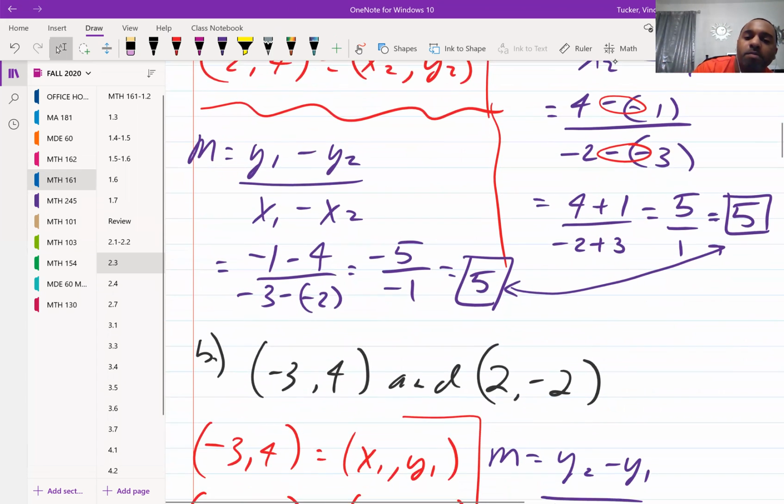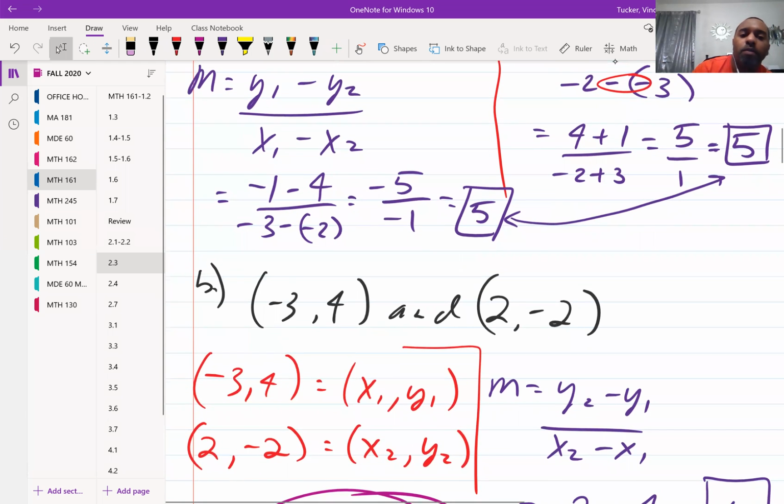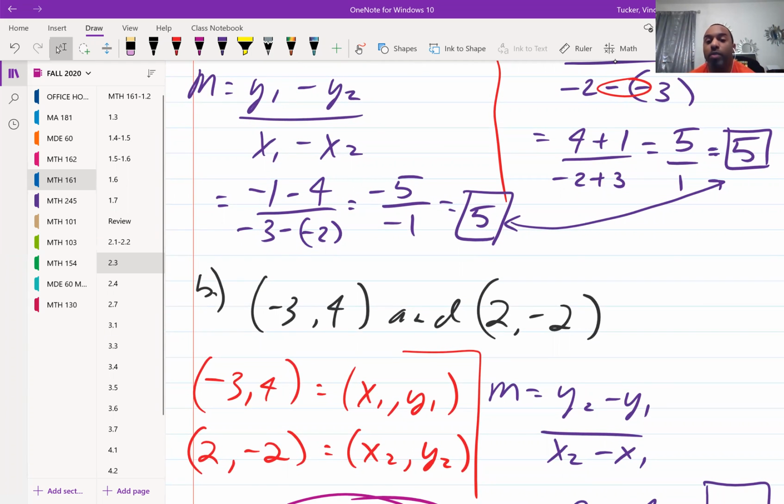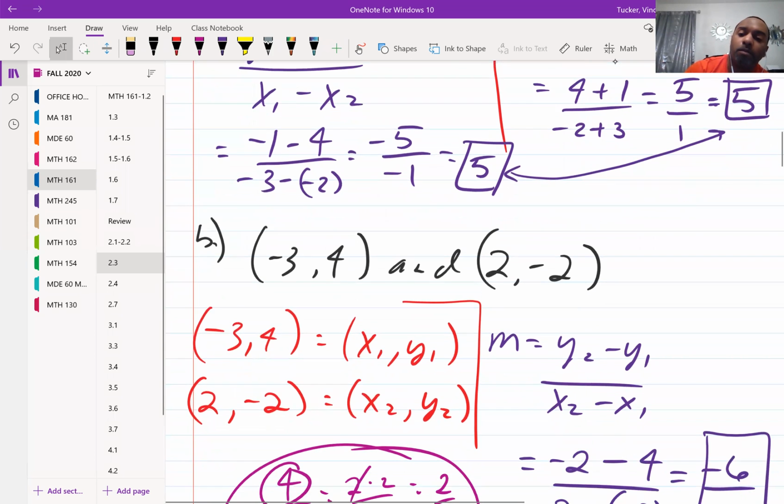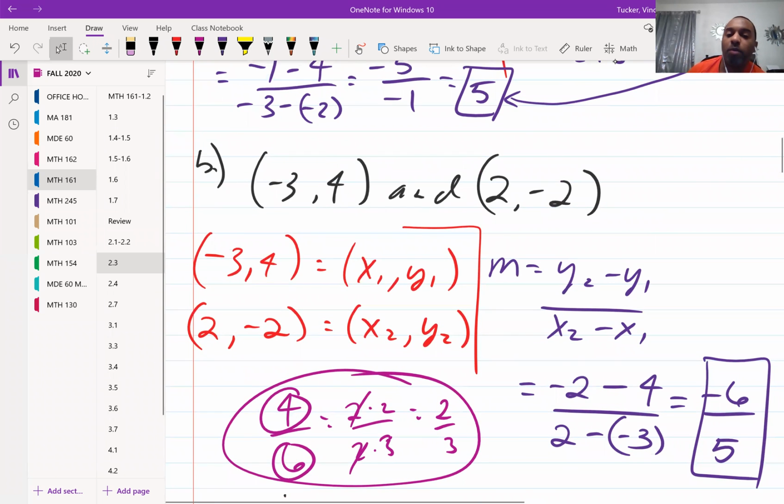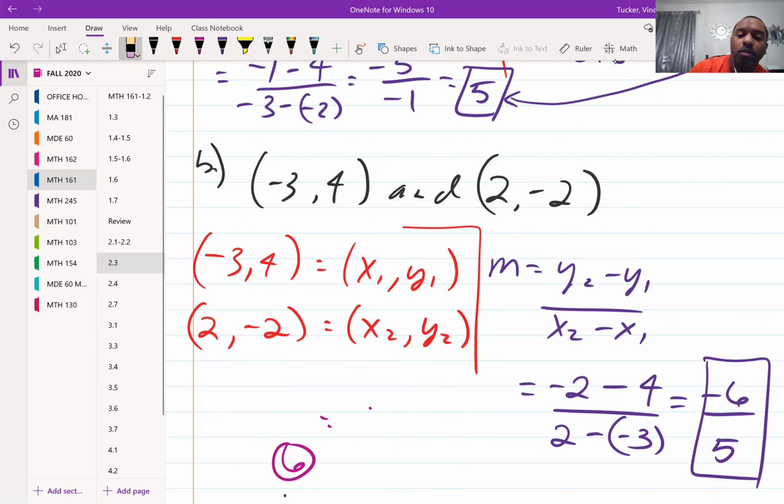Let's do that one more time. We have (-3, 4) and (2, -2). So x1, y1 is (-3, 4). (2, -2) will be x2, y2. So y2 minus y1 over x2 minus x1, that'll be -2 minus 4 over 2 minus -3. So when you simplify that, that'll be -6 over 5. And that will be your slope.